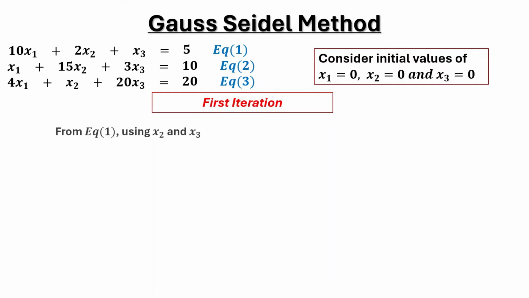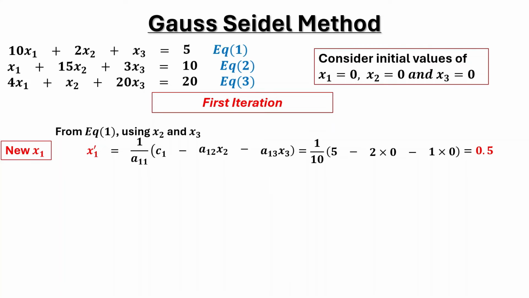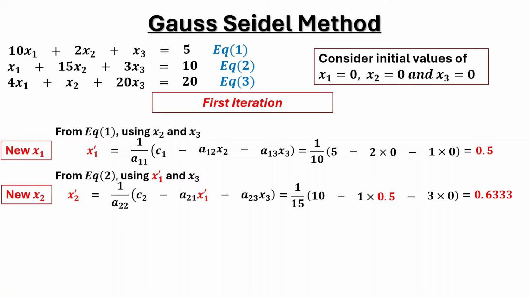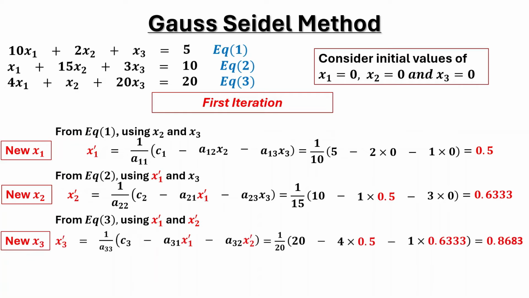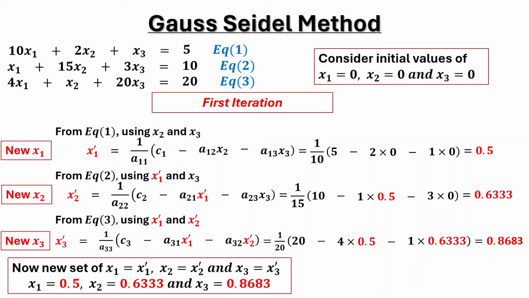For first iteration, from equation 1 using x2 and x3, we have new value of x1 denoted by x1 prime. From equation 2 using x1 prime and x3, we have new value of x2 denoted by x2 prime. And similarly from equation 3 using x1 prime and x2 prime, we have new value of x3 denoted by x3 prime. Now new set of x1, x2, and x3 is there.